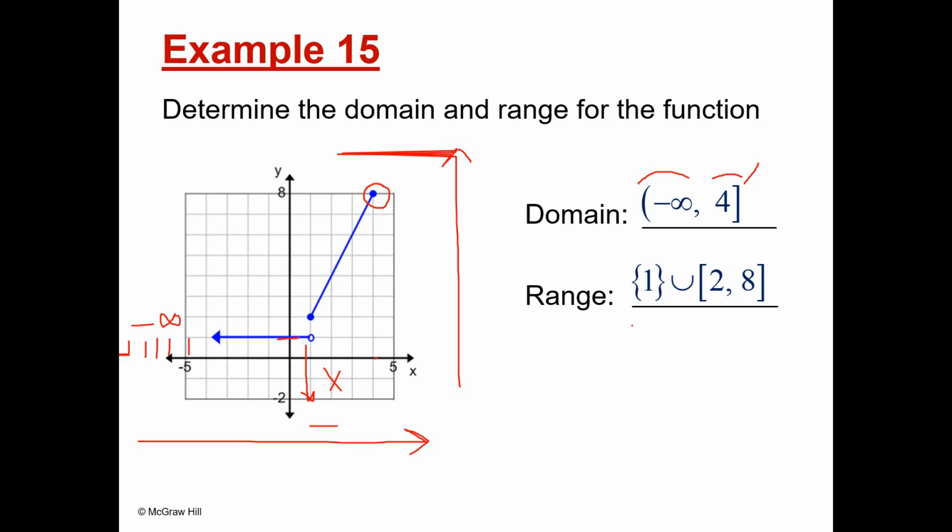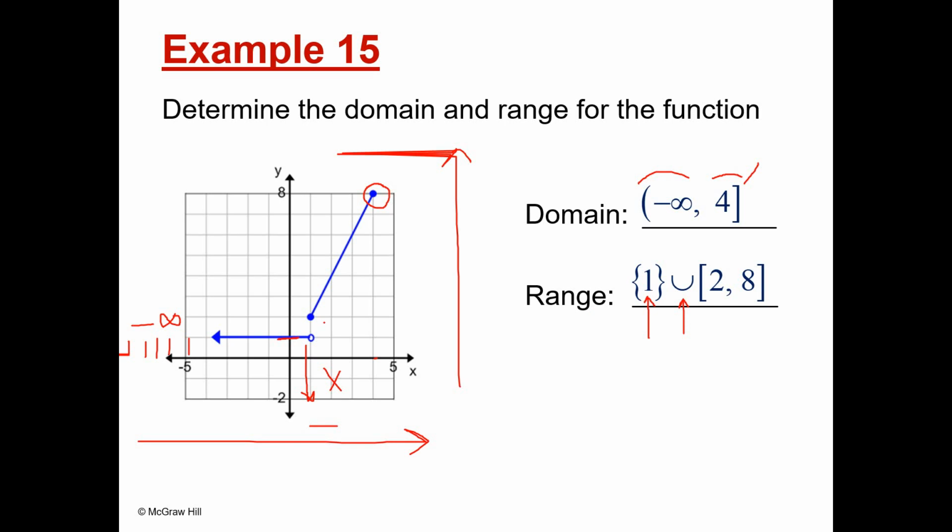And this is 1 unit. So we're gonna write 1, then there's a discontinuity here. There's no y values over here. So we're gonna write just 1, union. Union means that we have a discontinuity between this point and this point, and the function continues from this point up to this point.